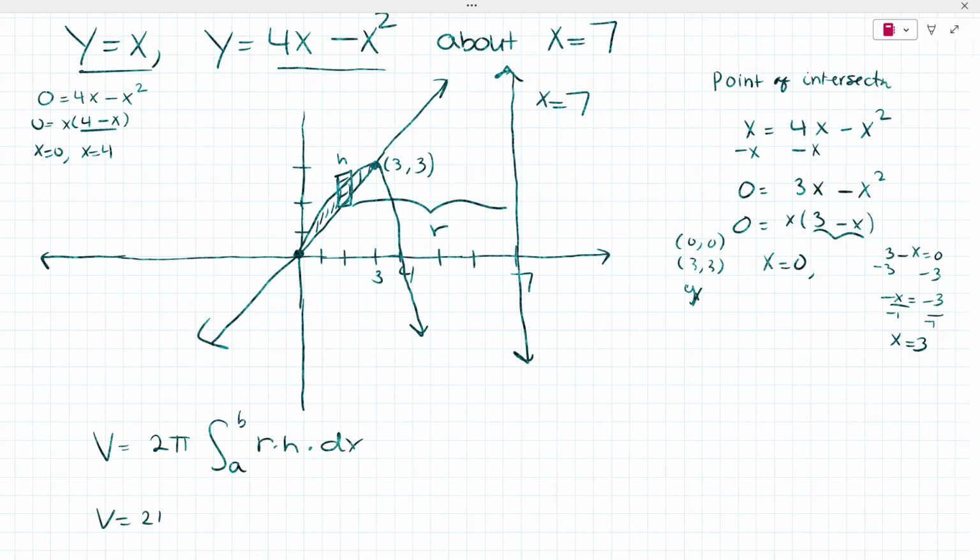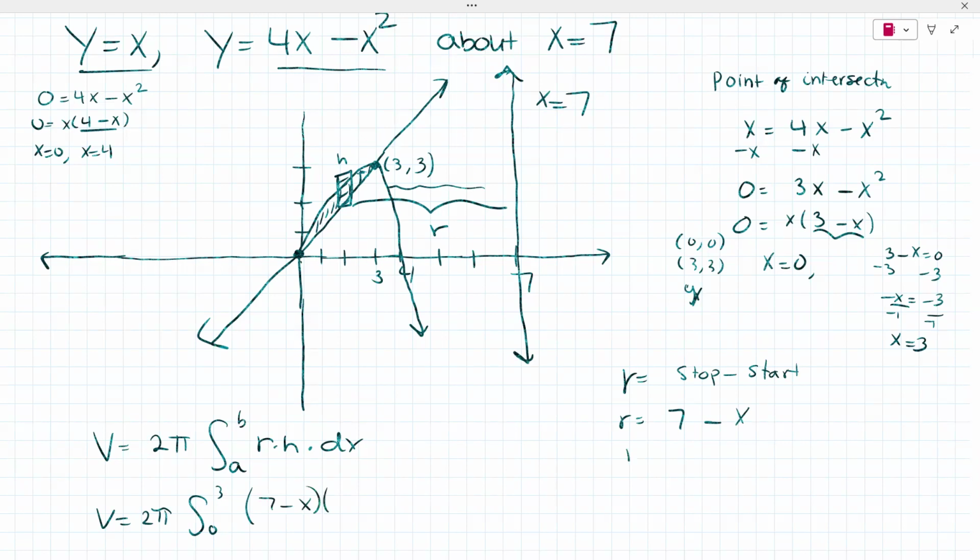So V equals 2 pi, integral from a to b. It's from 0 to 3, right? Because this is where the shaded area is. So our boundary will be from 0 to 3. And then what's our radius? It's going to be the stop minus the start. My stop is at line x equals 7 minus this. I don't know what this distance is, we'll call it x because we have to take it in terms of x. So it's going to be 7 minus x.